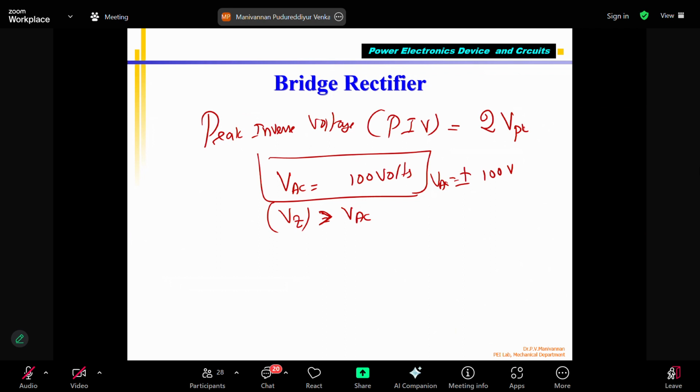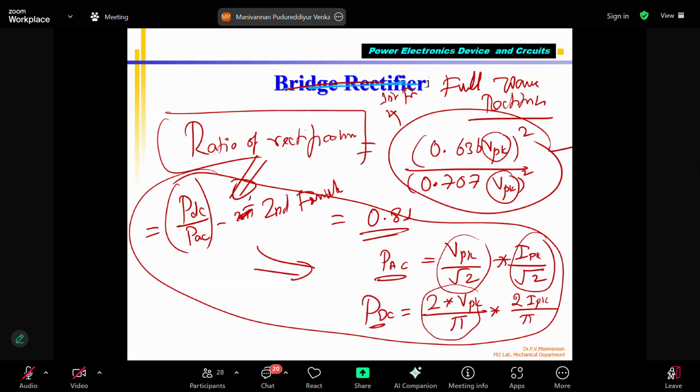During that time, if the Zener breakdown voltage is lesser than 100, then the diode will start conducting in reverse. That should not be allowed. So generally, the manufacturer makes sure that the Zener breakdown is higher than the maximum negative peak voltage you can apply. That is called peak inverse voltage applied across the full wave rectifier. Correct? This is called the full wave rectifier. Okay. Now we'll go to the third type of rectifier.